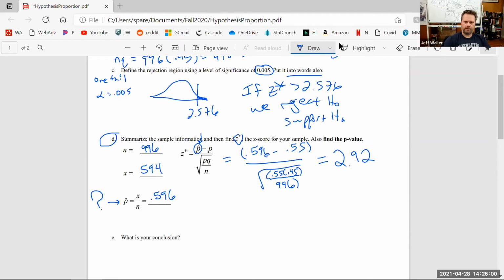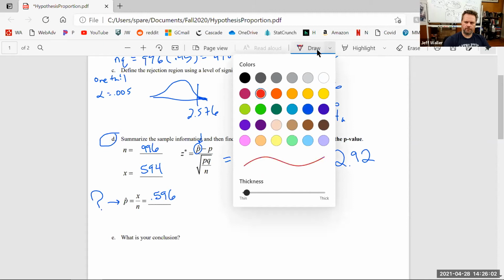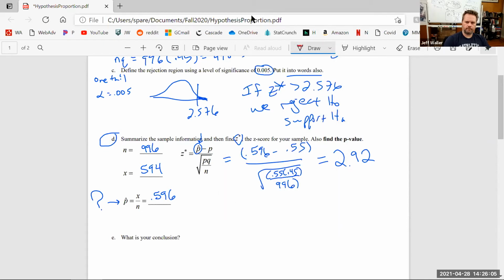So if we put that in our picture, did we make it far enough away? Where's 2.92 in the picture? Where's 0 in this picture? In the middle. So where's 2.92? Past the alpha. In here. So let me ask this question again. Did we make it far enough away? Oh, yes. We made it in. We made it far enough away.